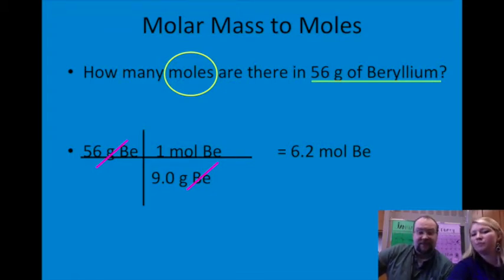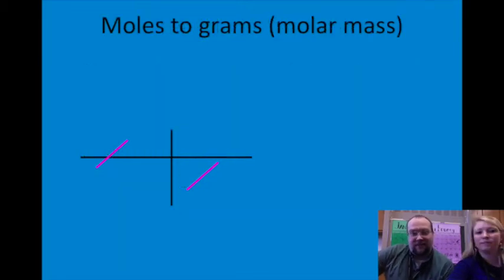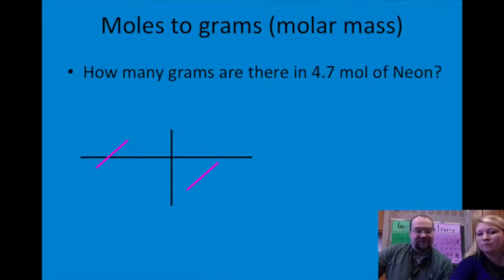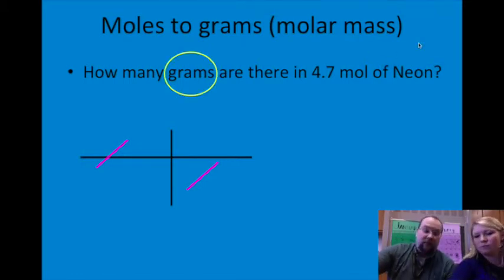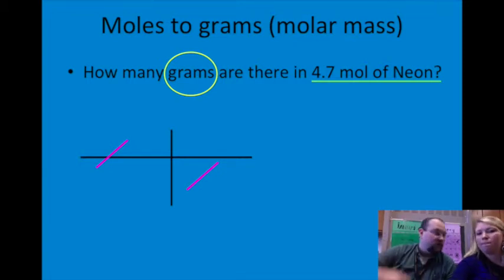Now we're going to do a little flip-flop. Now we're going to go opposite. So now I'm taking an amount of moles, and I'm trying to find the grams in that amount. So let's circle what we're looking for, grams. Underline what we're trying to find, or look at what we start with, because those are numbers. We start with numbers.